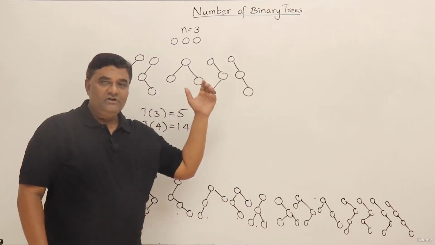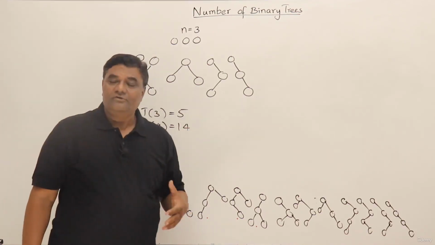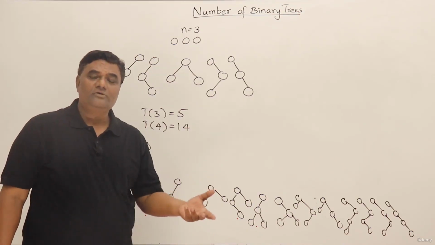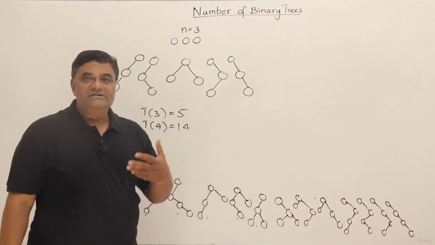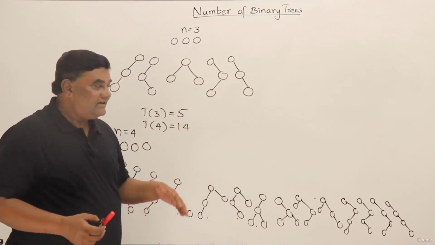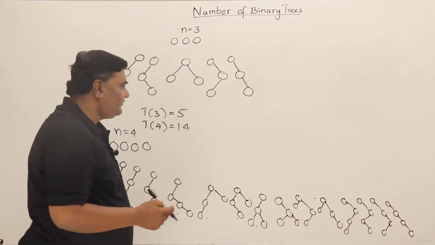So for 3 nodes, we got number of trees as 5, and for 4 nodes, we got the number of trees as 14. Then for 5 nodes, how many will it be? For 6 nodes, how many will it be? Shall I draw every time and check them? No. Just for observation, I have drawn them, to explain what is meant by number of trees. Now, there must be some formula for this one. Yes, there is some formula.